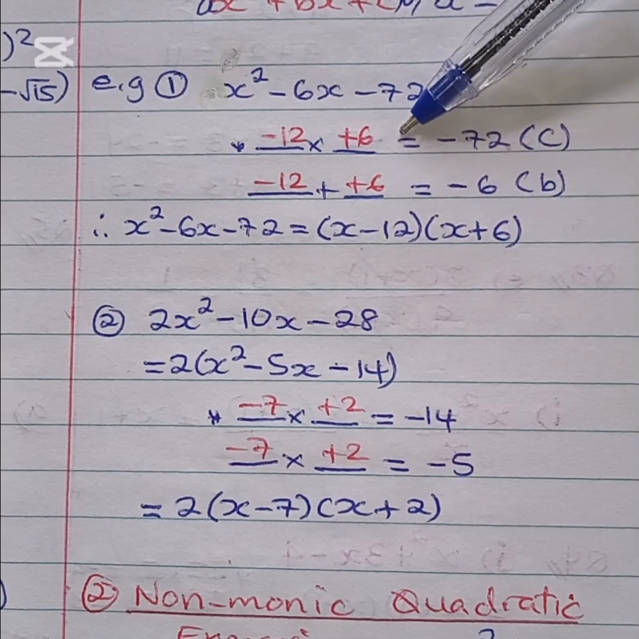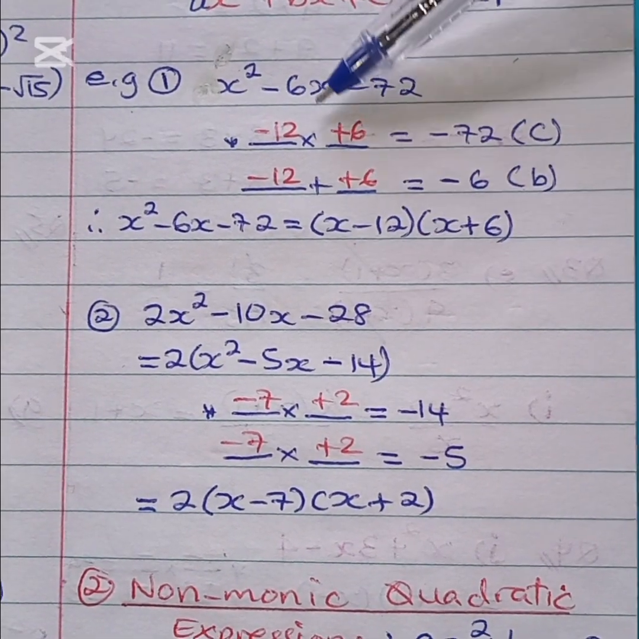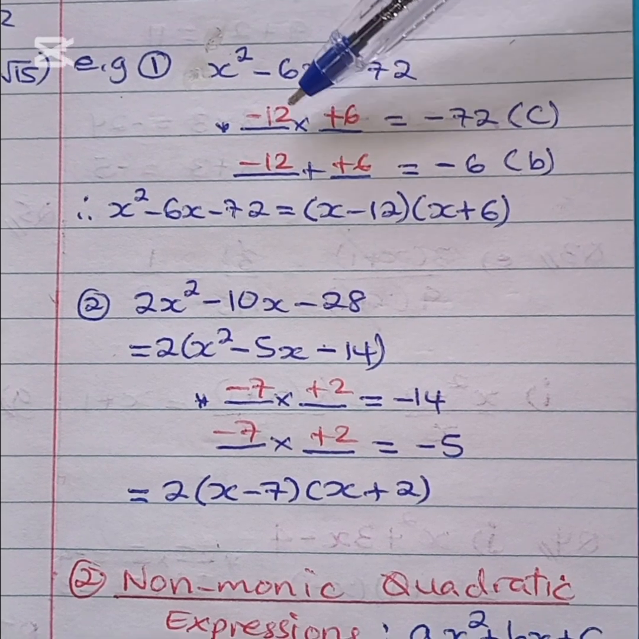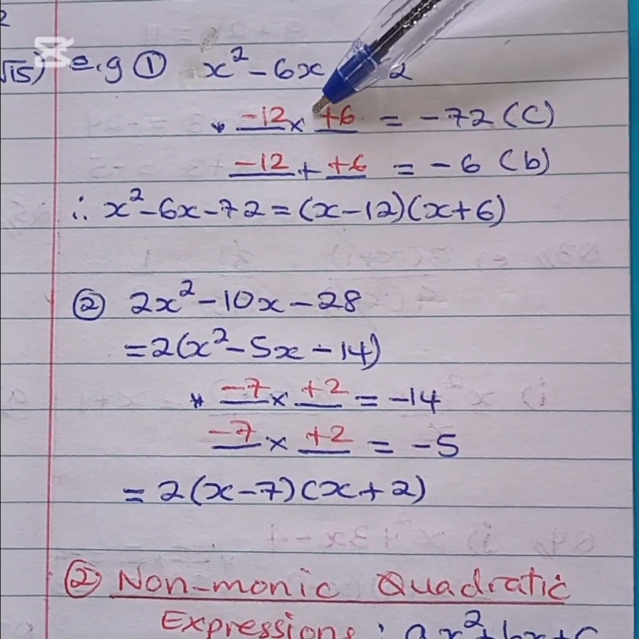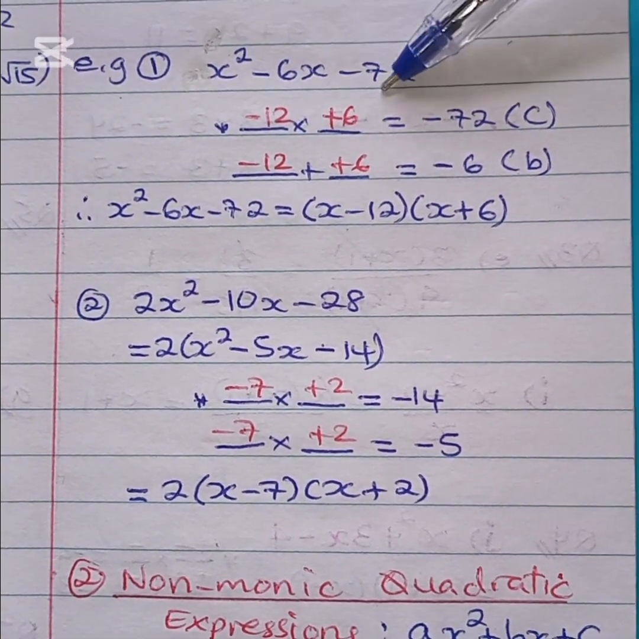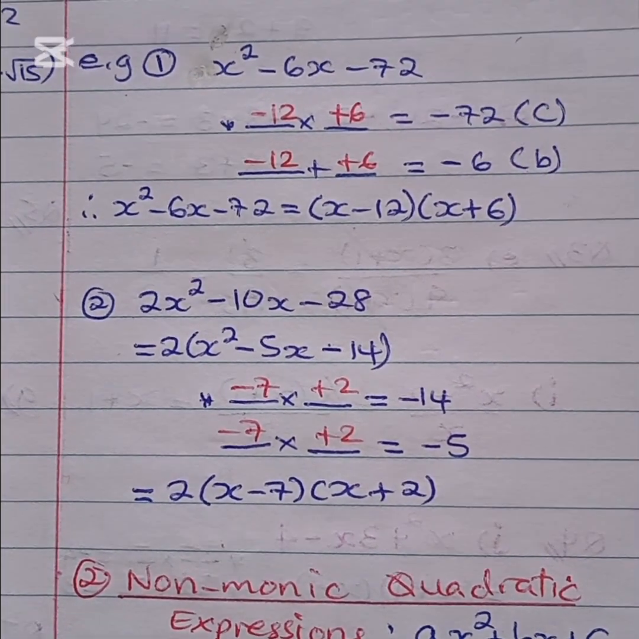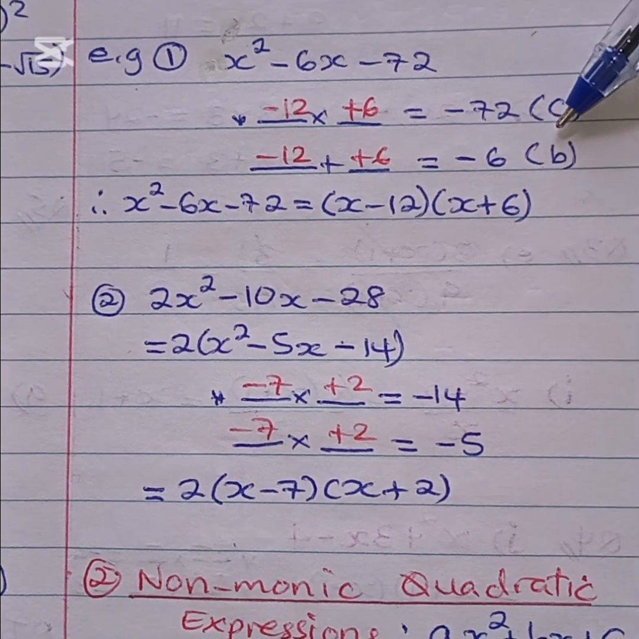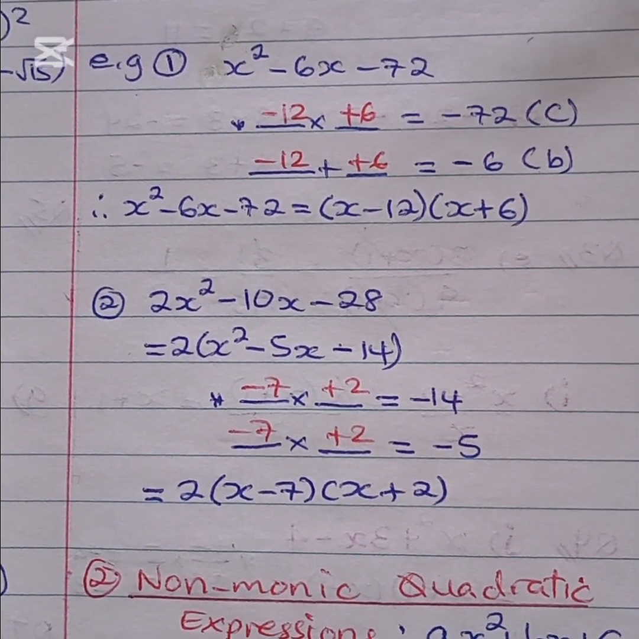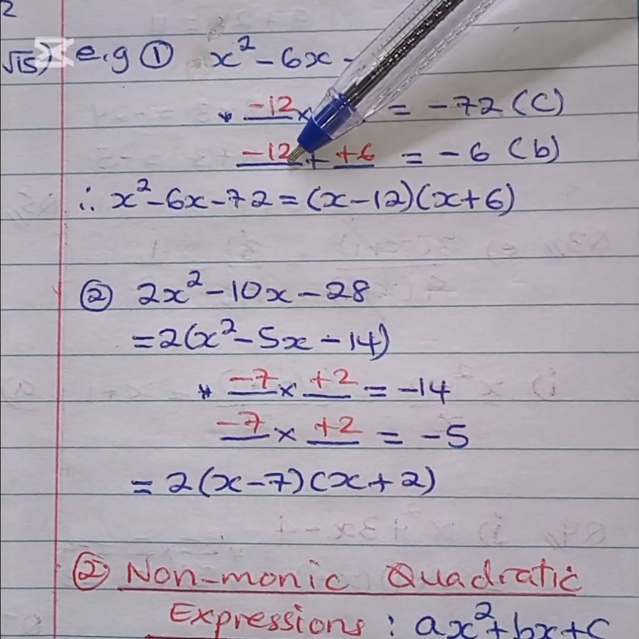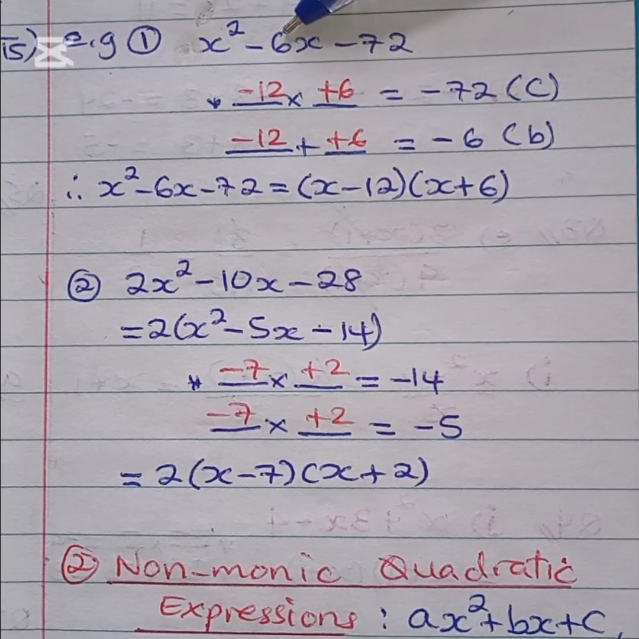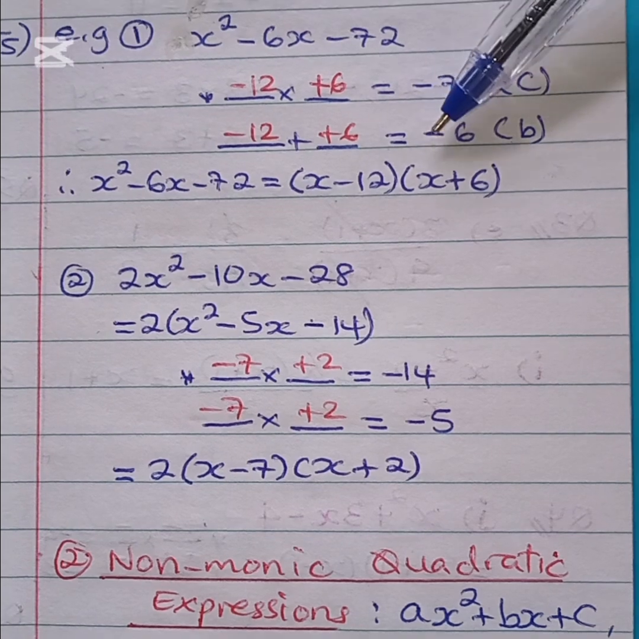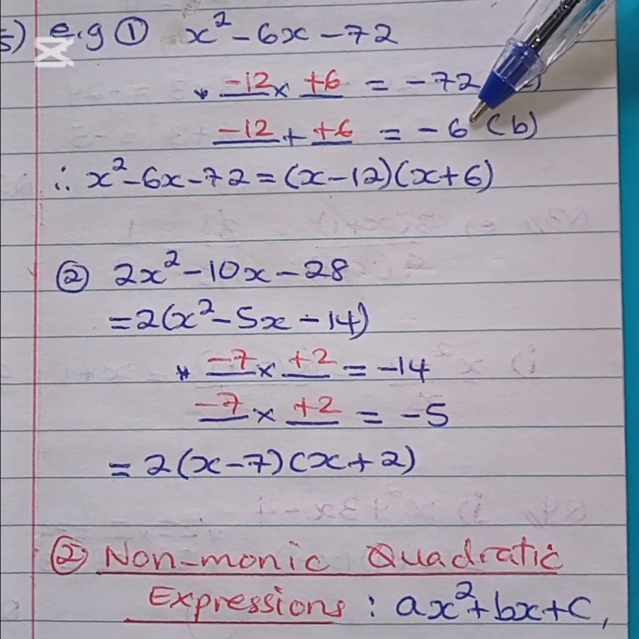Well, for those that can be factorized in this method, you find two factors. Factors are numbers that multiply. You find two factors of the c value. Take note, the c must be with the sign. The c is a negative 72, and the same numbers must add to give you the b value, which is the coefficient of the small boy x. In our case, it's negative 6.